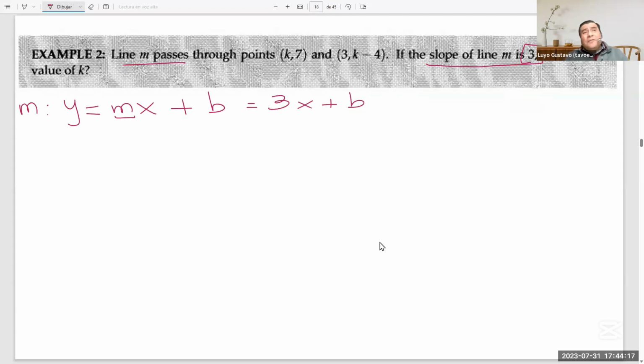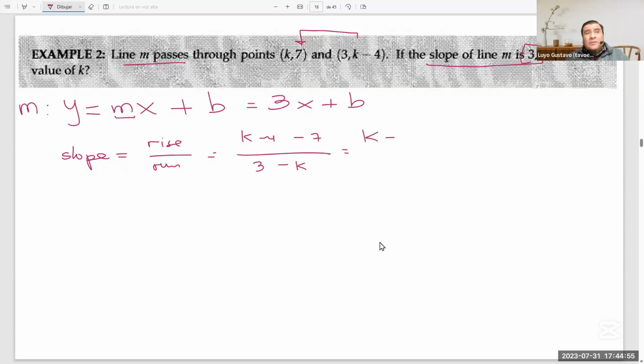If the value of the slope is 3, then the slope, defined as the rise over the run, would be the difference in vertical coordinates. Let's use this one. Take away this minus this. So k minus 4, take away 7, and then 3, take away k. And what do we have? k minus 11 over 3 minus k, and this equals 3.